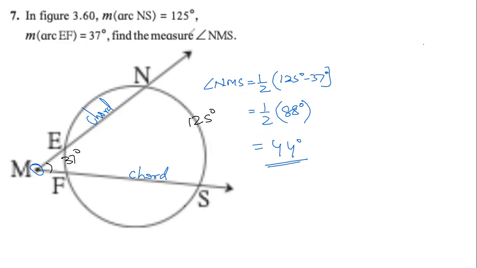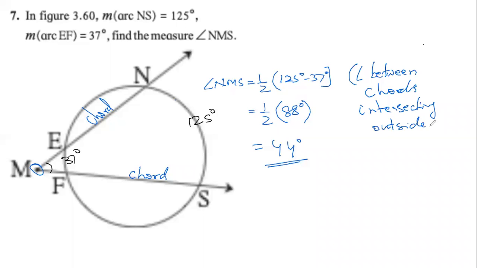And why did this happen? We will have to write a reason for writing that first sentence. So our reason will be: angle between chords intersecting outside the circle. This is the minimum that we need to write for this question. If we write one more line, it will be the best answer.